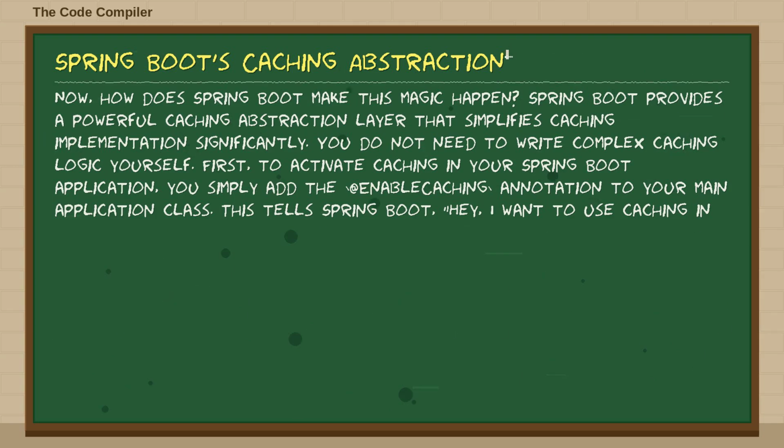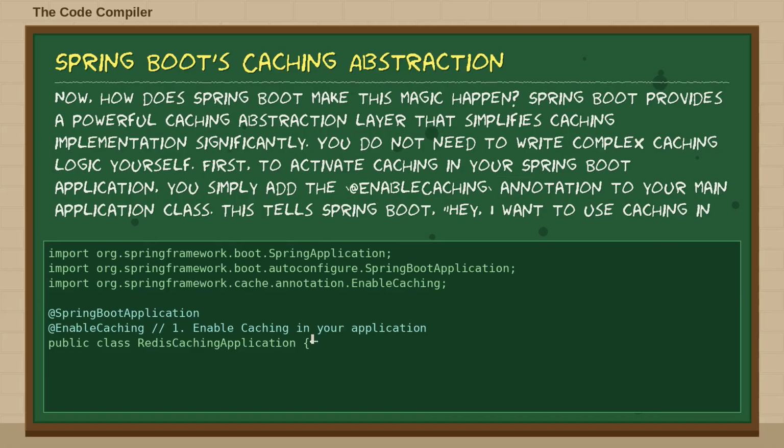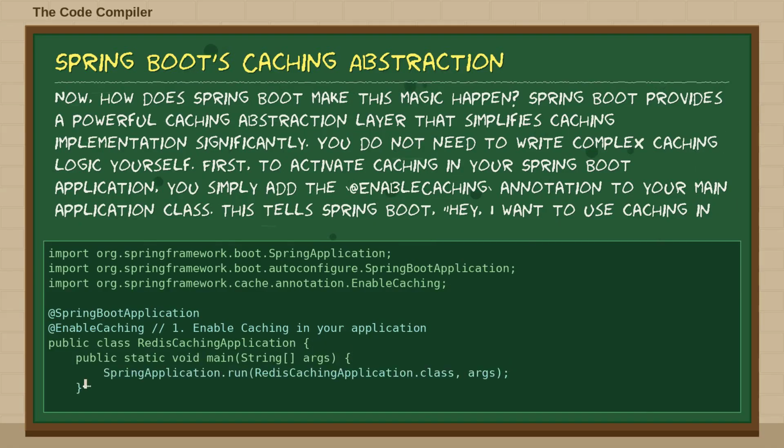Then, for any method whose results you want to cache, you just annotate it with @Cacheable. When this method is called for the first time with specific arguments, Spring Boot executes the method, stores its result in the cache, and then returns it. For subsequent calls with the same arguments, Spring Boot will cleverly intercept the call, check the cache first, and if the data is there, it will return the cached result immediately without even executing your method. This saves precious time and resources.